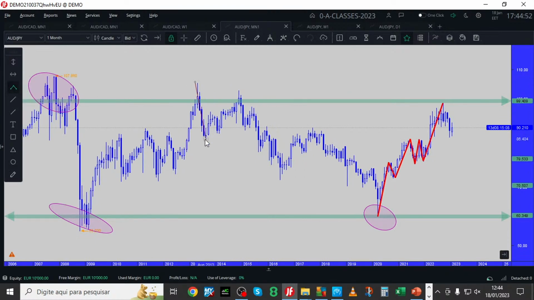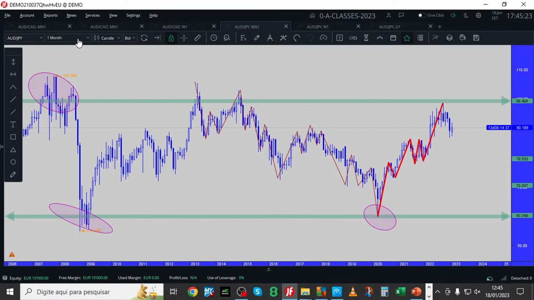So high to low, low to high, just quickly, high to low, low to high, continuing up the chart. Yes sir, Mike said the AUD JPY on the monthly we're in an uptrend. Weekly is in a new downtrend.